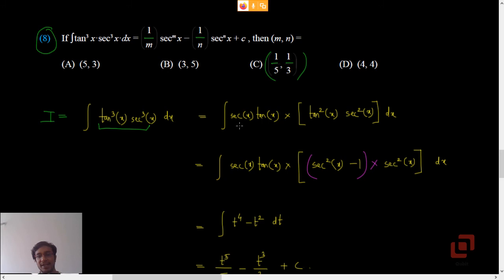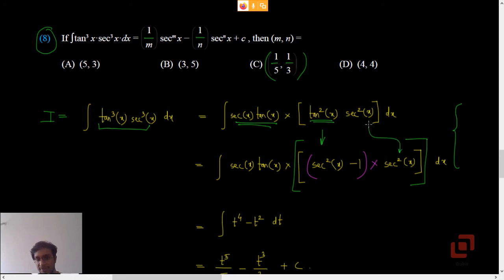Okay, so if you take sec x tan x common, which is also the derivative of sec x, in the bracket you will have tan squared x into sec squared x. Now rewrite tan squared x as sec squared x minus 1. Okay, now these manipulations which we are doing are purely trigonometric. But we are doing them because we want to use the integration by substitution method. That's the reason I'm writing everything in the bracket in terms of sec x now.